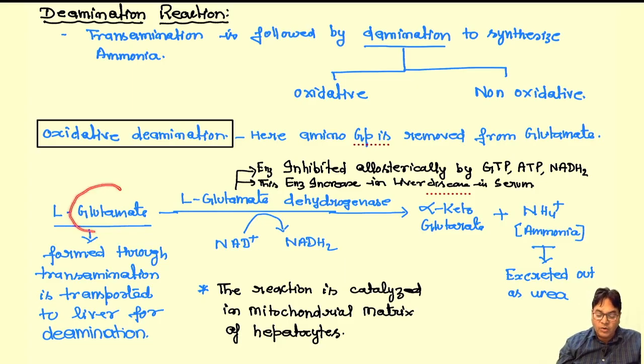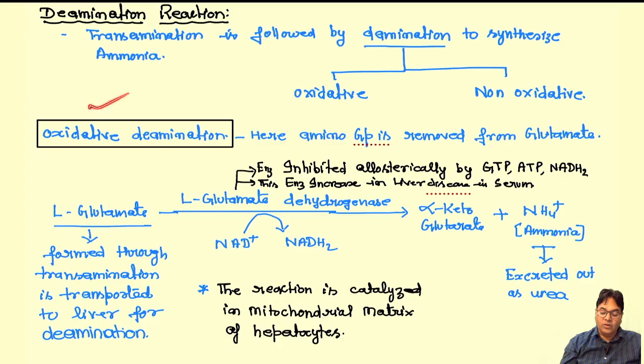So this glutamate is deaminated with the help of the glutamate dehydrogenase enzyme, and here the hydrogen is removed, which is accepted by NAD, which gets converted into NADH2. That's why we call it oxidative. So with the help of this enzyme, alpha ketoglutarate is formed, and this again gives rise to ammonia. This is excreted out as urea, finally, as we will see through the urea cycle.